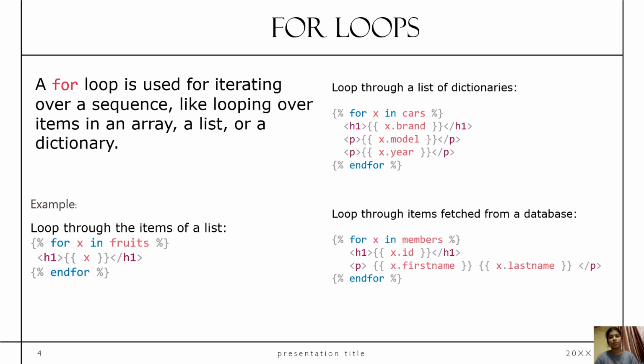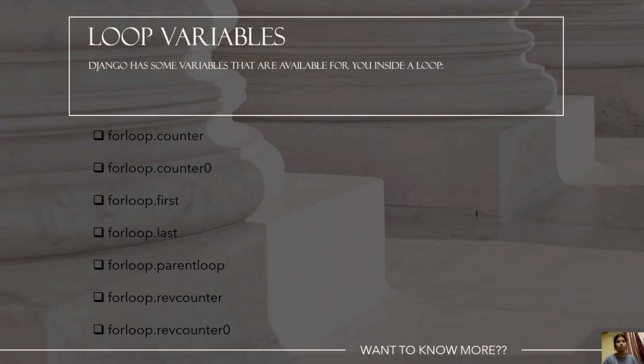So our topic today is for loops, and in that we are covering the variables. So what is a for loop? A for loop is used for iteration over a sequence, like looping over items in an array, a list or a dictionary. So we have a few examples. The loop through an item of list. We can see examples where loop with dictionaries, loop which can fetch from database and loop which can fetch from list. So this will fetch the list category items, it will fetch the dictionaries and fetch the items from a given database.